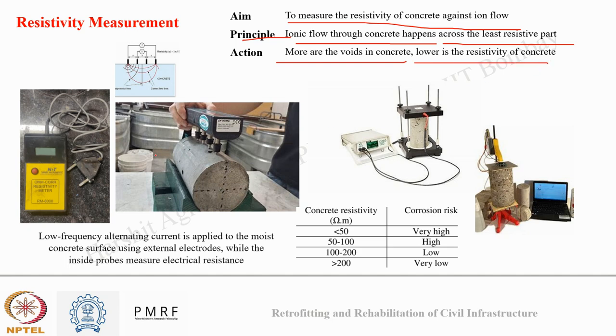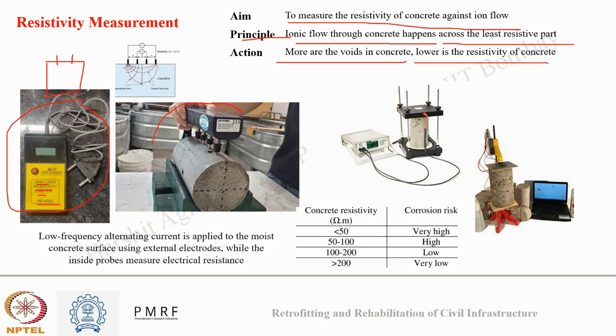Now, resistivity measurement is generally carried out using two devices. There is the two-probe resistivity measurement, known as resistimeter RM8000. This is also a means by which we can measure resistivity of concrete by applying this instrument on the surface of the concrete and measuring the resistivity.